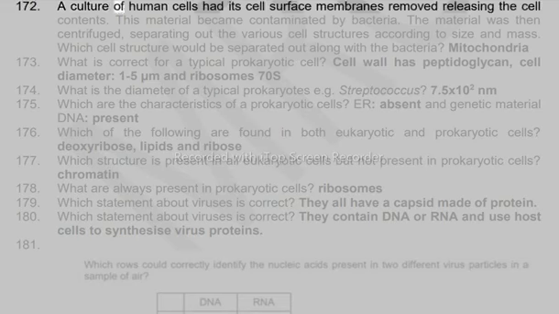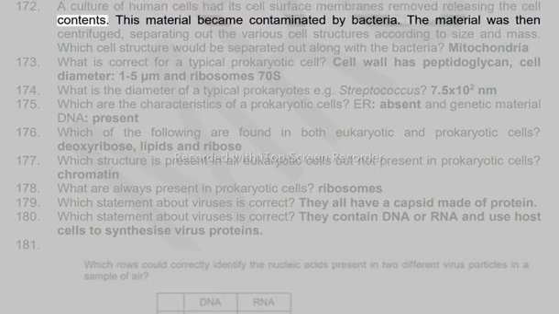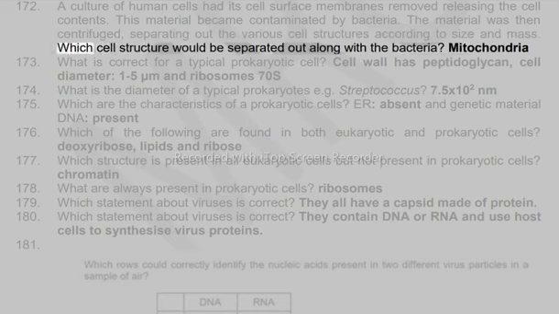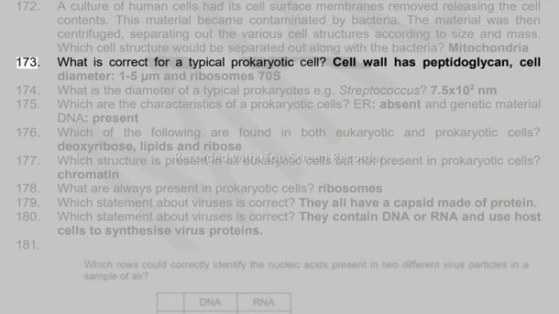172. A culture of human cells had its cell surface membranes removed, releasing the cell contents. This material became contaminated by bacteria. The material was then centrifuged, separating out the various cell structures according to size and mass. Which cell structure would be separated out along with the bacteria? Mitochondria.